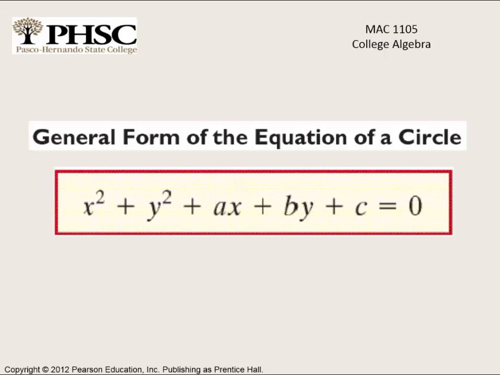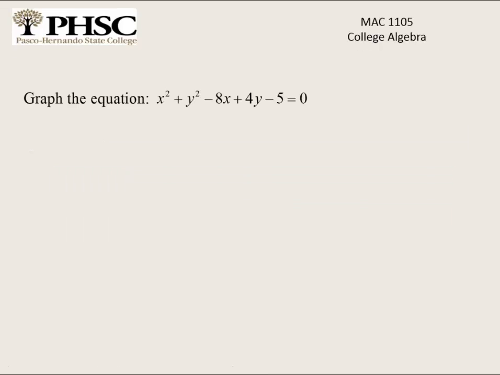So the general form of the equation of the circle is given by x squared plus y squared plus ax plus by plus c equals 0. And so this is what that looks like. What we're going to do then is graph the equation, but in order to do that, we have to complete the square multiple times here. So we're going to complete the square for the x's, we're going to complete the square for the y's, and then we're going to add both of those values to the right side of the equation.